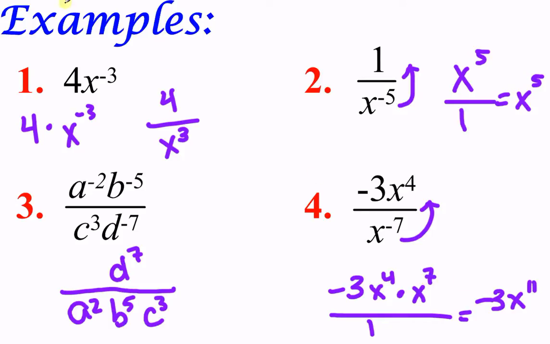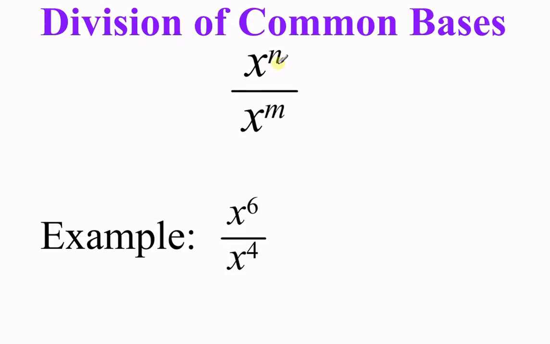Okay. The last property that we'll do here is division of common bases. This one's actually pretty simple. It's like what we did before. Picture when we had x to the n multiplied by x to the m. We said, well, that's the addition of powers. We noticed that it's a lot of x's multiplied together. A very similar thing is going to happen here.